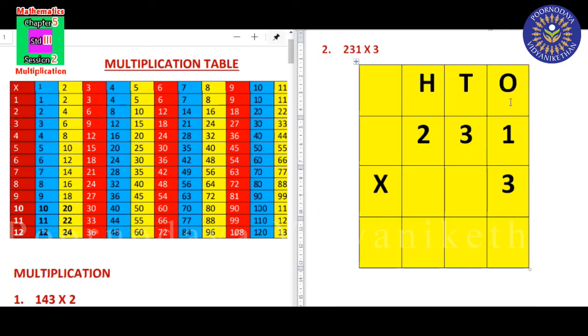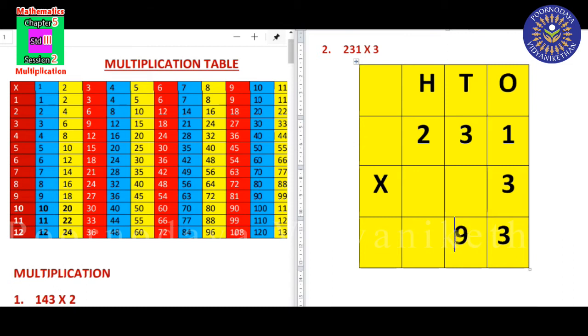See here. First we have to multiply the ones place. 1 into 3. 1 3 is 3. You know. Then next, the tens place, you have to multiply by this 3 again. 3 into 3. 3 3s are... You have to recall the 3's multiplication table. 1 3 is 3. 2 3s are 6. 3 3s are 9. So, what do we have to write here? Write 9. Clear? That 9 you have to write in the tens position.